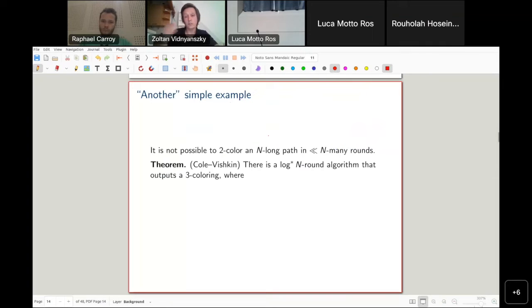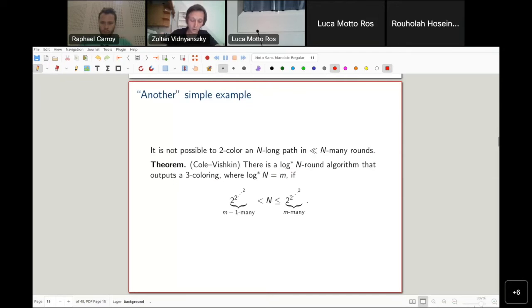On the other hand, you might then think that this is an uninteresting model, that you cannot do anything. But it turns out that if you want this recoloring, then there is a very fast algorithm for recoloring, and this is a theorem of Cole and Vishkin. So in fact, there is a log star n round algorithm.